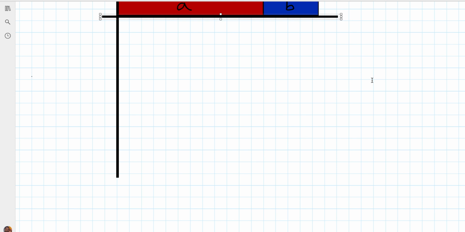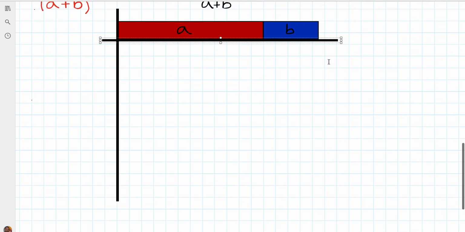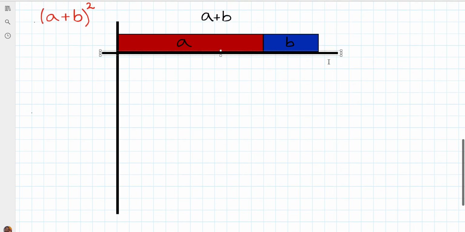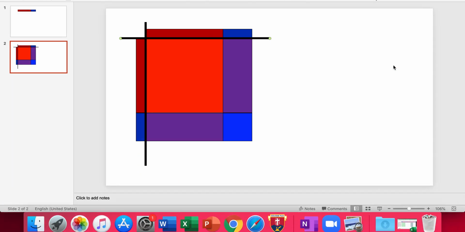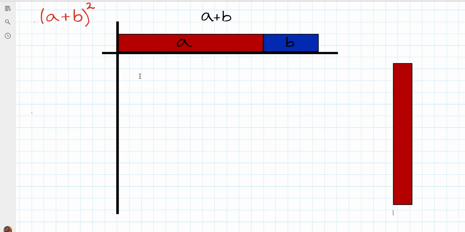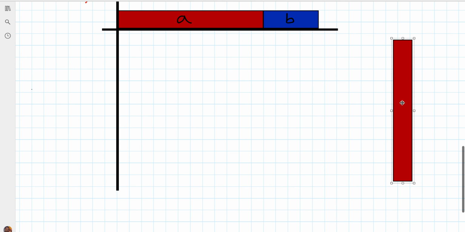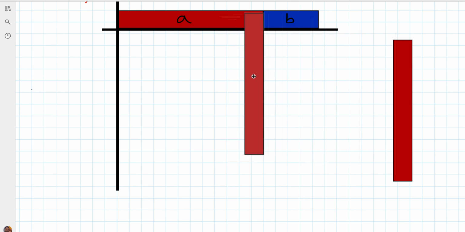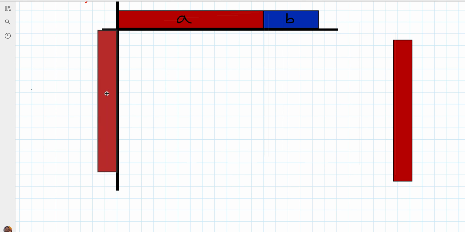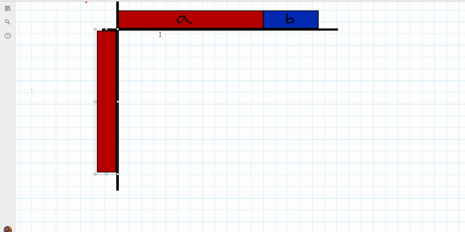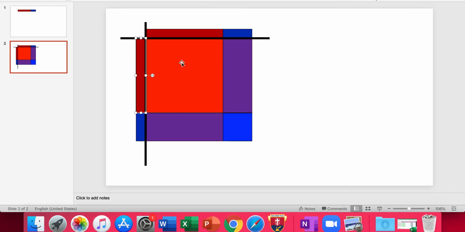And now I'm going to bring another A, but that is vertical, because I don't know how to change it here in this note. So this one is exactly the same as this one. You can measure it if you want to. Perfect. This one is going to be A, and then bring in the B.